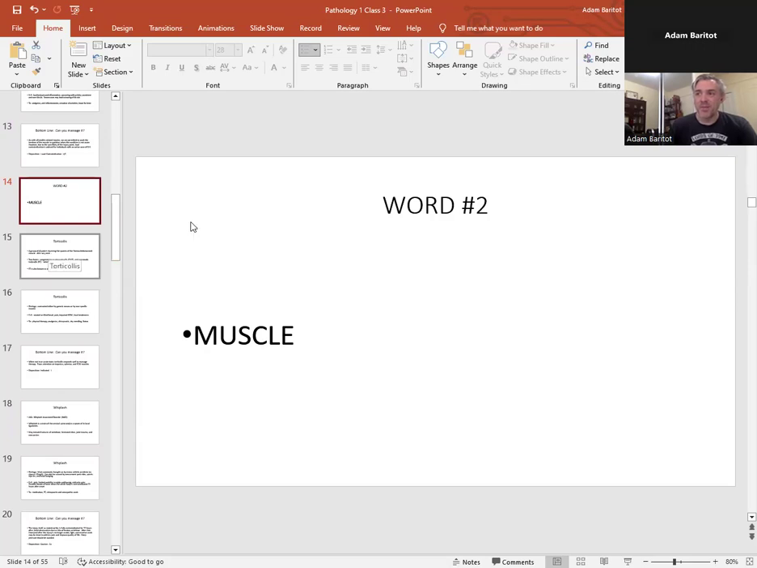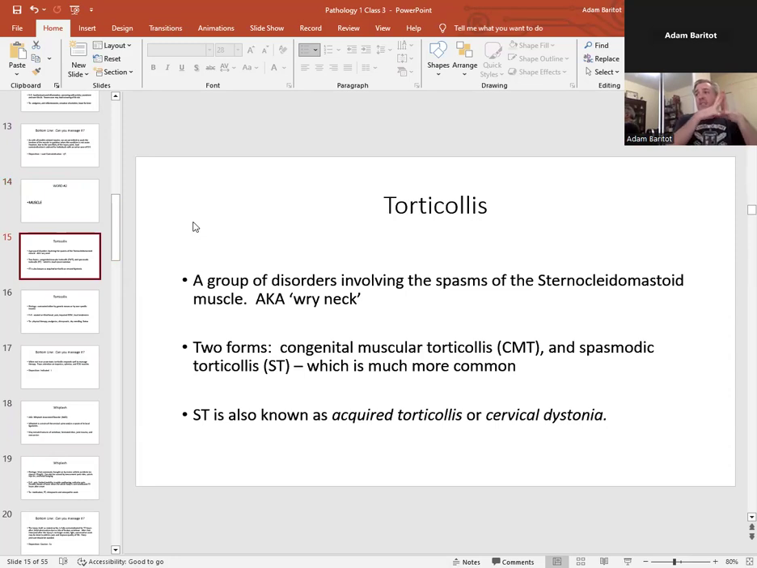Pressing on. Next condition on our list is torticollis. This is actually a group of disorders, usually 2 main ones. A group of disorders involving spasms of the sternocleidomastoid, or SCM muscle, also known as wry neck. Wry not meaning rye bread, wry meaning twisted.